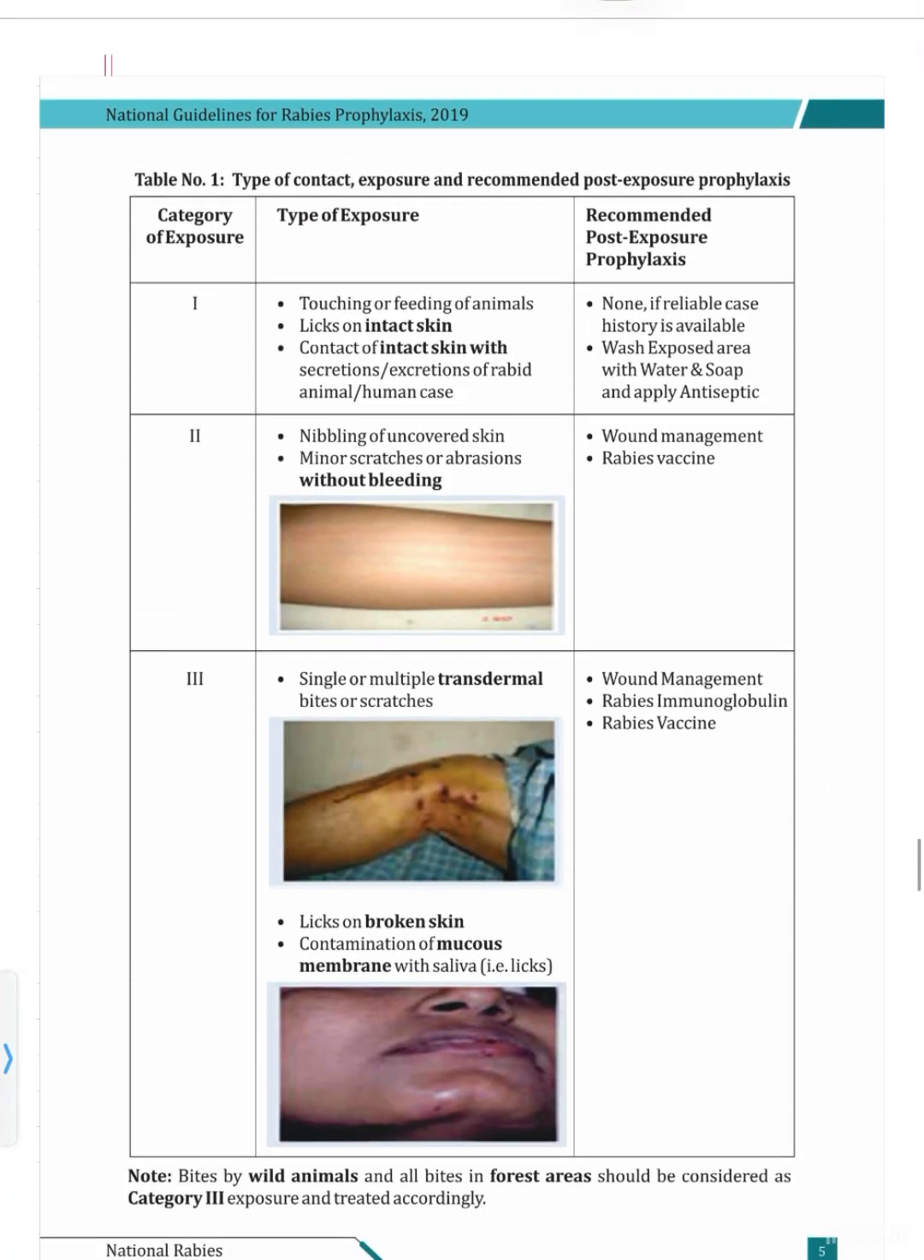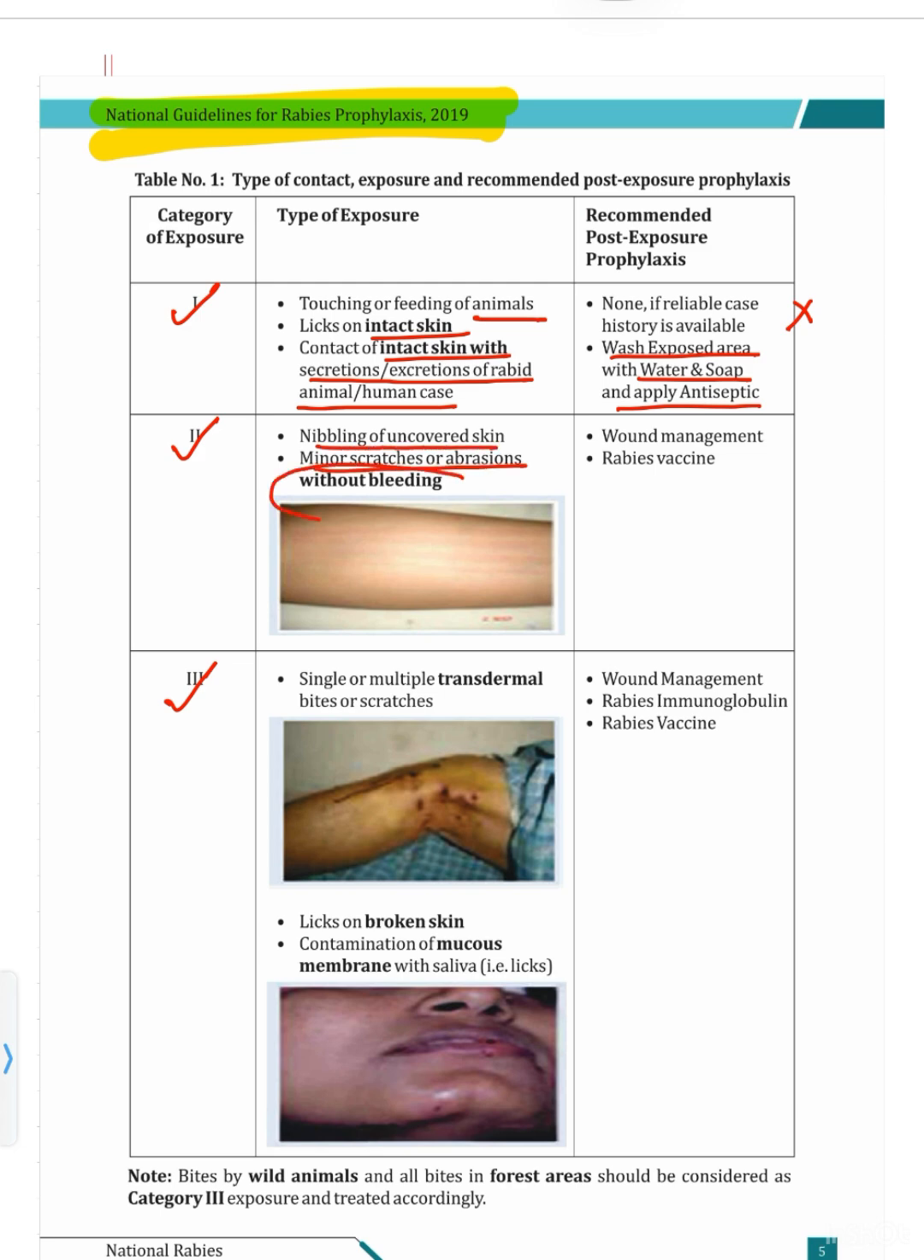We have taken the recommendation from the National Guideline for Rabies Prophylaxis 2019. It says that there are 3 categories, category 1, 2 and 3. Category 1 is touching or feeding of animal, lick on intact skin, or contact of intact skin with excretion of a rabid animal or human case. You have to do nothing, just wash the exposed area with water and soap and apply antiseptic. Category 2 is whenever there is nibbling of uncovered skin or a minor scratch or bruise but without bleeding. There should be no bleeding. So you have to do just wound management and give ARV, anti-rabies vaccine.